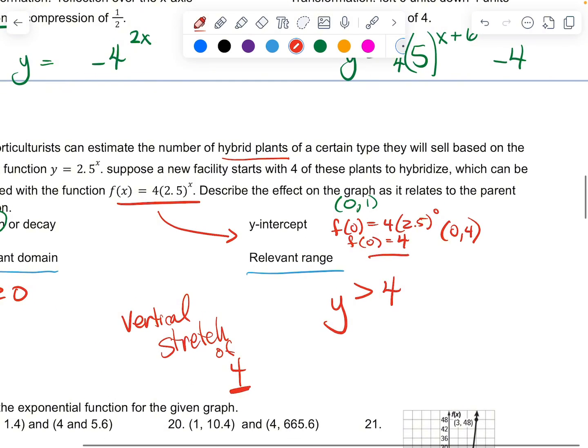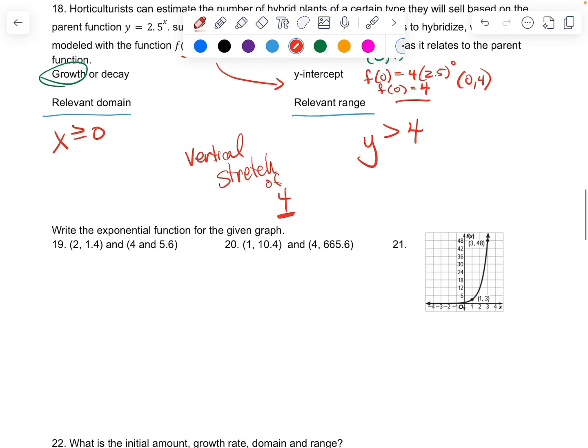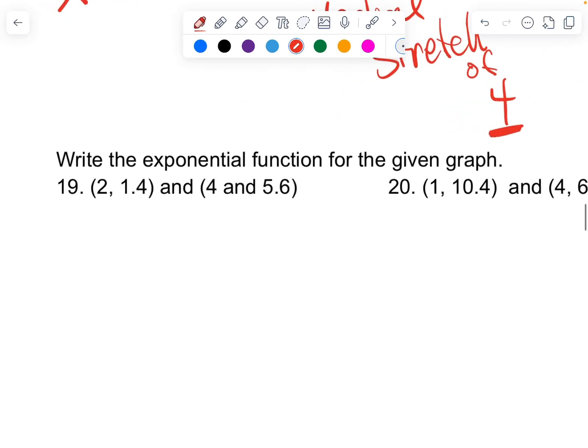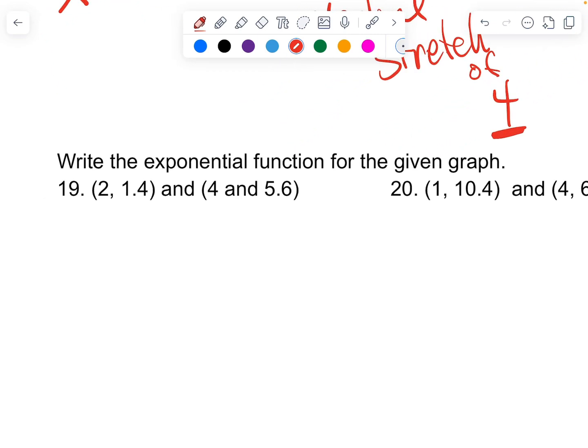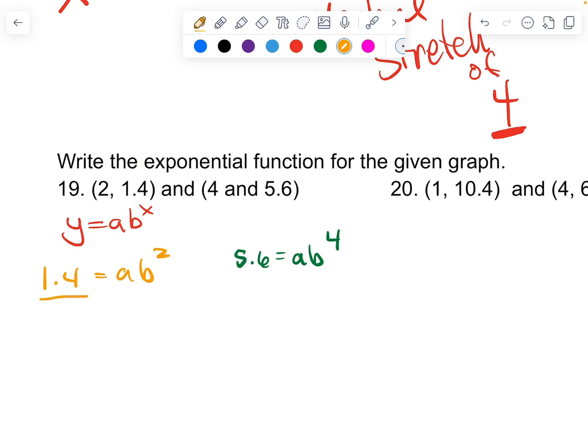Okay, next. It says write an exponential function. So I've been given 2 points. y equals ab to the x. So my y value is 1.4 equals ab to the second power. Then we have 5.6 equals ab to the fourth power. So on this one, I'm going to divide both sides by b squared.